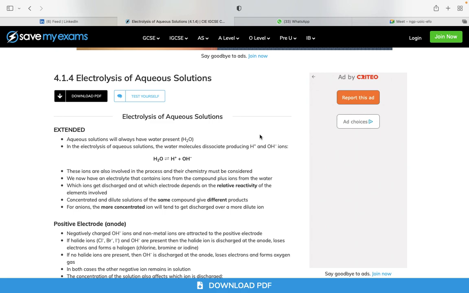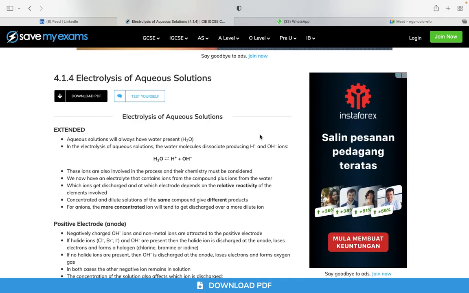So, an aqueous solution will always have water present, right? Aqueous solution will always have water present, H2O. That's why they are called aqueous, right? There is water in that solution. So when you say aqueous solution, meaning there is water, and water dissociates.